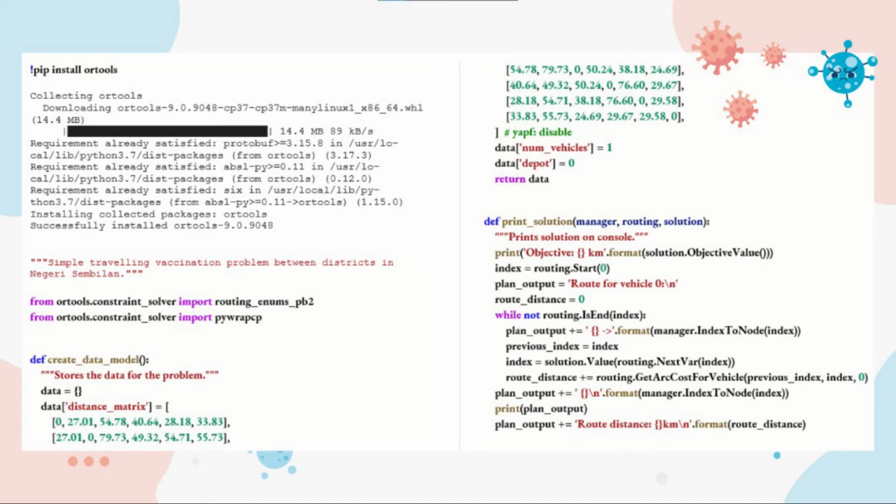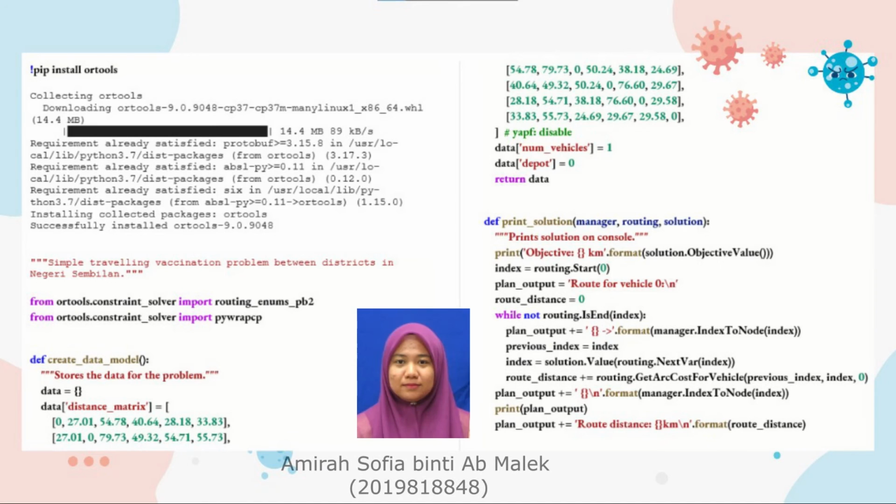These are the pictures of the coding in Google Colab. Referring to the example of the traveling salesman problem in Google Colab, the coding that we have done successfully answers the problem. As a brief explanation, this coding is titled Simple Traveling Vaccination Problem Between Districts in Negeri Sembilan. It has 4 functions to run before getting the solution.